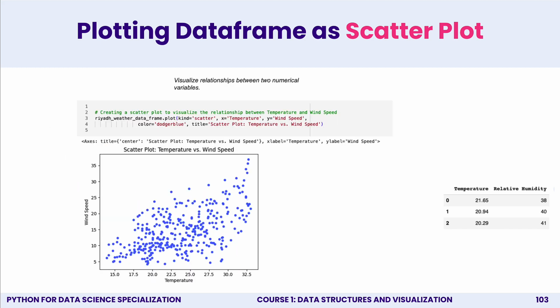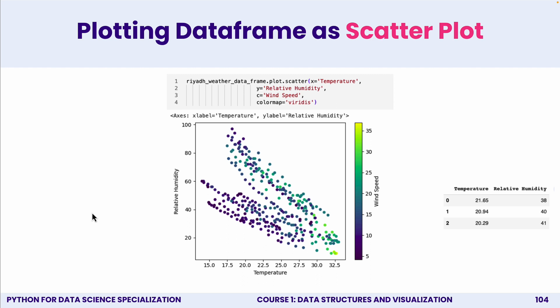So of course you can change the different parameters, like for example the color here has changed. This is between the wind speed and the temperature. And we have seen a positive correlation here, which is a moderate correlation between the wind speed and the temperature. Here we are visualizing three variables: the temperature, the relative humidity, and the wind speed. So the wind speed here is going to take colors based on its values.